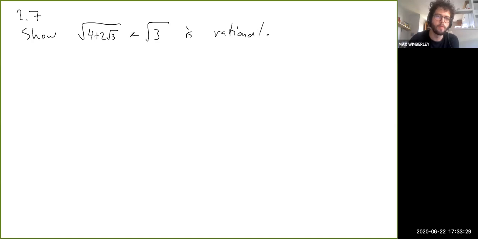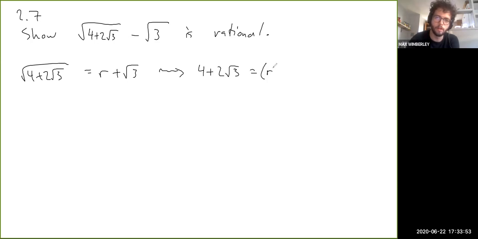So if we imagine setting this equal to r, where r is some rational number, then if you add square root of 3 to both sides, you'd get square root of 4 plus 2 square root of 3 is r plus square root of 3. And then if you square both sides, you'll get 4 plus 2 square root of 3 equals, and I'm going to write this in a funny way, r squared plus 3 plus 2r square root of 3.